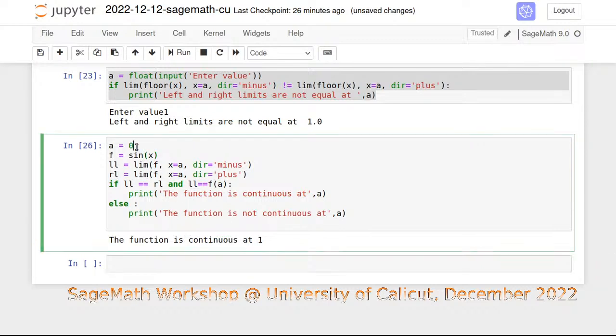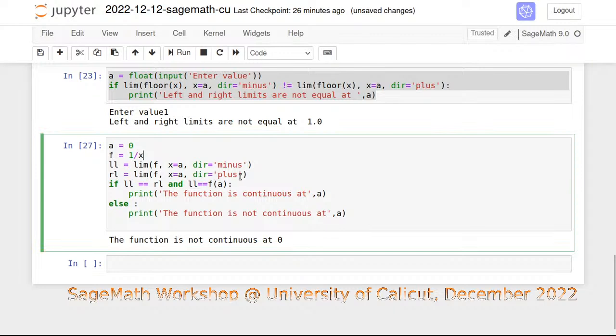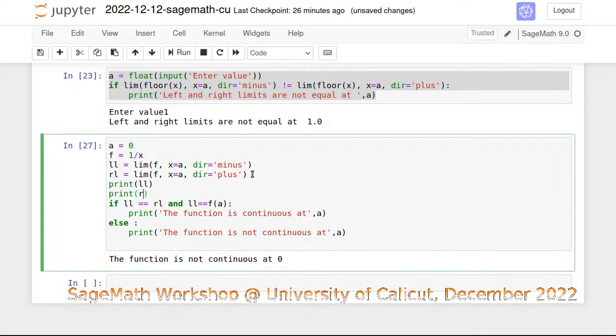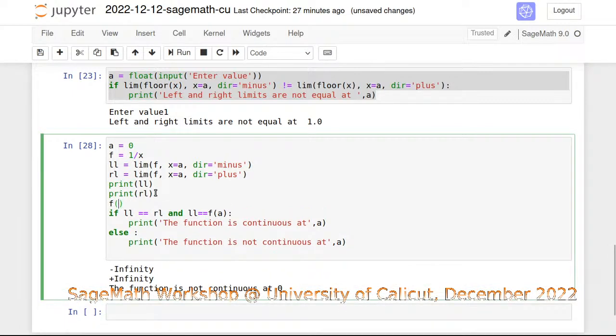Suppose that we take 0, and suppose we take this to be equal to 1 by x. Will it work? 1 by x, the function is not... okay. The limits are okay. Let us even see that the function is not continuous. Why? Let us try to see what is the value of LL. Okay, minus infinity and plus infinity. Therefore, it's trying to equate these two values, and of course, it's trying to find 1 by x, and f of 1 by x.